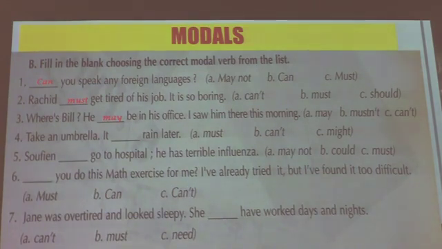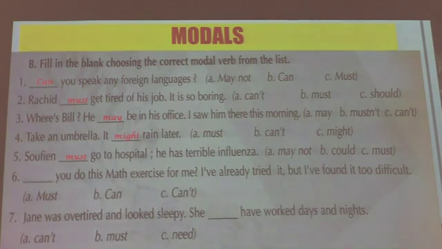Now, take an umbrella. Okay, take an umbrella. I'm insisting on the umbrella. So it might rain, which is there is a possibility that it's going to rain, but we are not that sure. We are not sure 100%. Okay. So Sufiane go to hospital. He has terrible influenza. Okay. Sufiane must go. Yes, he is obliged to go to hospital. Otherwise, the situation is going to be bad.